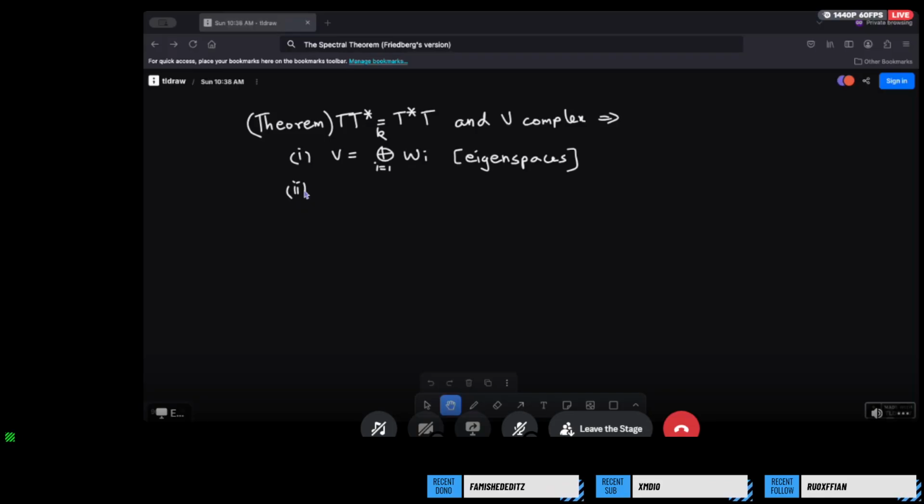Okay, yeah. So I'm continuing then. Vi are orthogonal to each other.